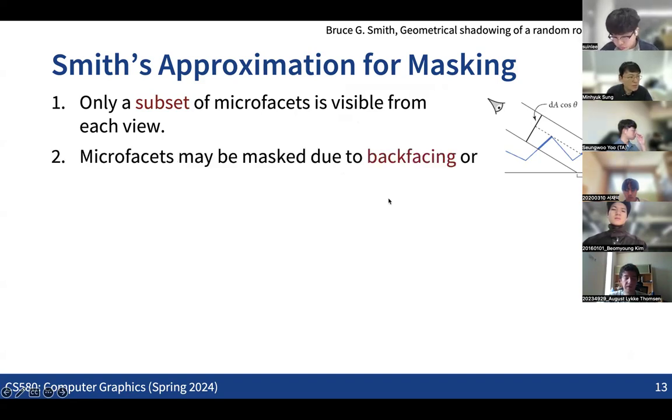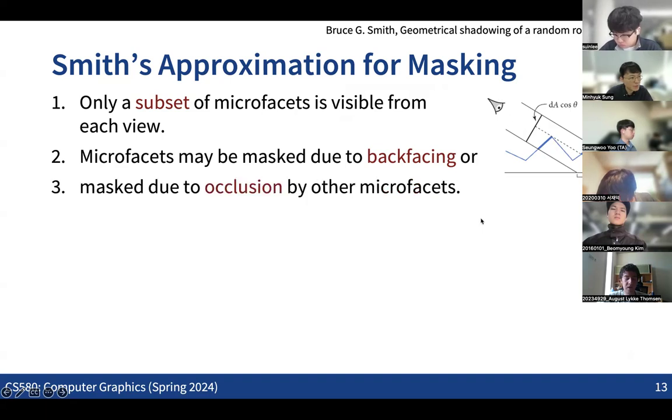And also the microfacets can be masked out because of back-facing. Especially if we have this kind of microfacet, I'm not sure whether you can see my mouse, the cursor. For those microfacets whose normal is heading to the back side with respect to the view direction, those will be occluded, right? Basically not visible from the view direction. And also some of the microfacets can be occluded by other microfacets.